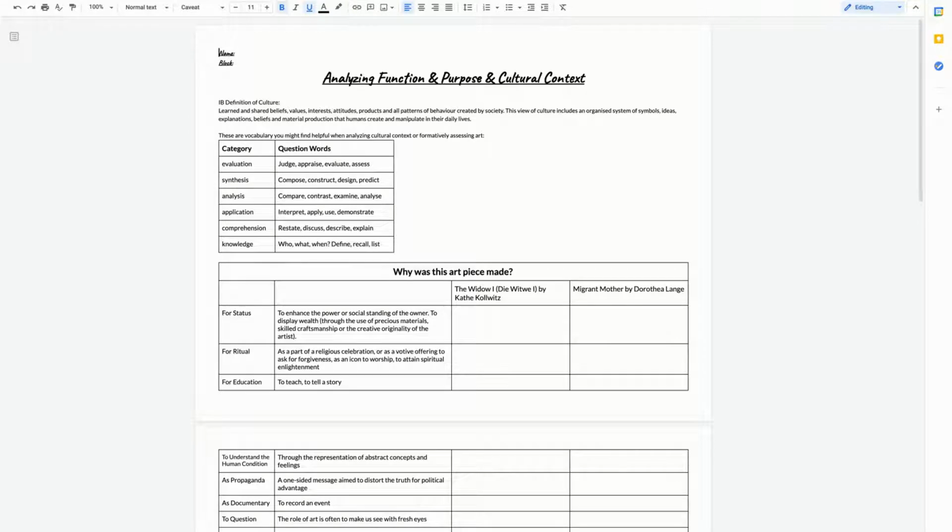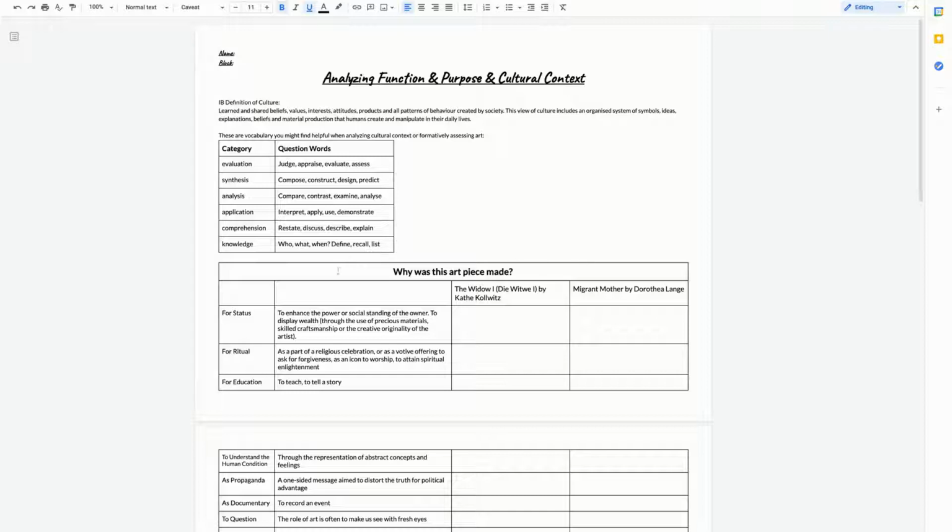When we talk about artists, it is important to make sure that we are referring to them either by their first and last name or their last name only. Don't call them by their first name. It implies a level of intimacy and friendship that we do not have with these artists.